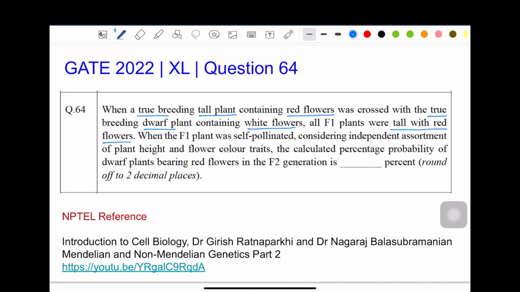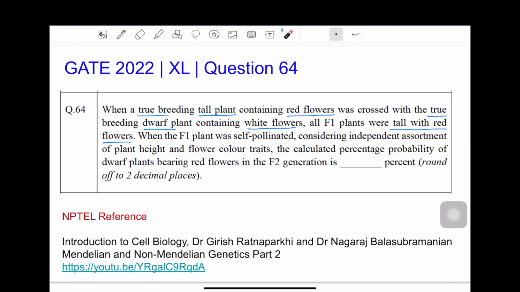When the F1 plant was self-pollinated, considering independent assortment of plant height and flower color traits, the calculated percentage probability of dwarf plants bearing red flowers in the F2 generation is how much percent? And we round off the answer to two decimal places.